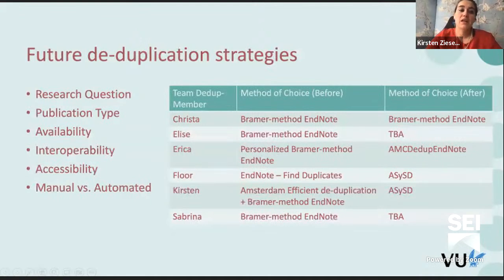Also, a big thing is, are you going to go manual or are you going to go fully automated? It can also depend on the size of your team, how you can divide your references, but also the size of the data set to be deduplicated. A small one might be quicker to just do a manual check. For now, we have the method of choice before and after we started the project DDub Day.